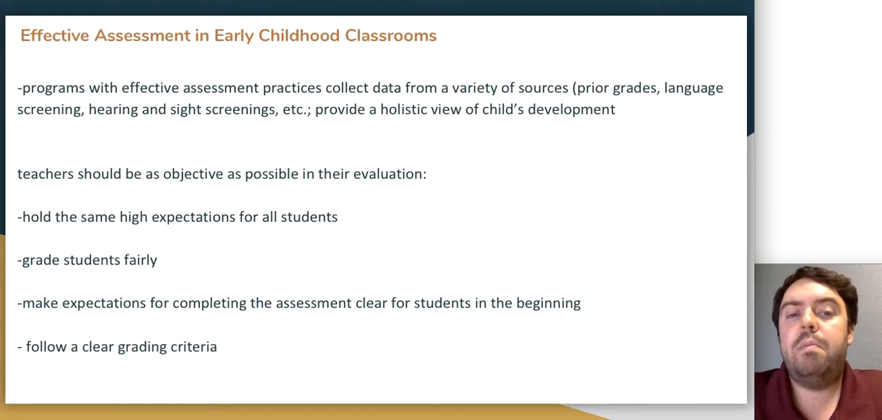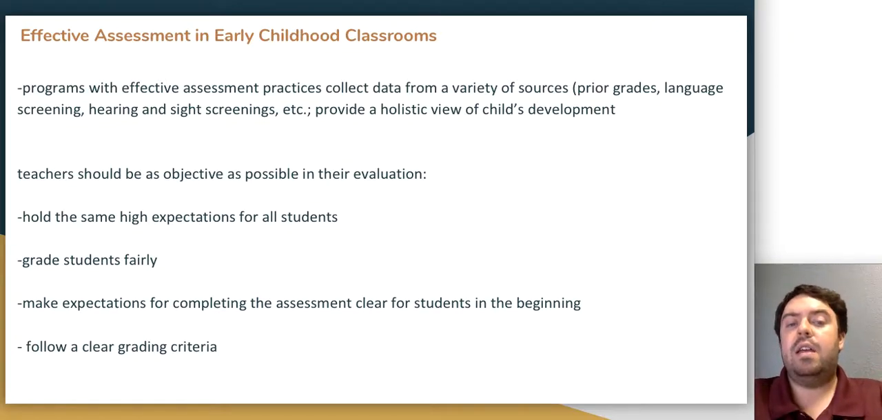Another thing we have to remember is we have to be fair and just for all students and have high expectations for all students. We also want to make sure that we inform our students of the expectations for the assessment, not only during the assessment itself, but also before the assessment. Students should have an idea of how they're going to be assessed later in the class. And when they are provided the assessment, the instruction should be clear and straightforward.